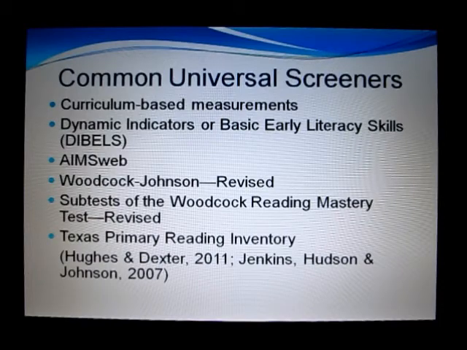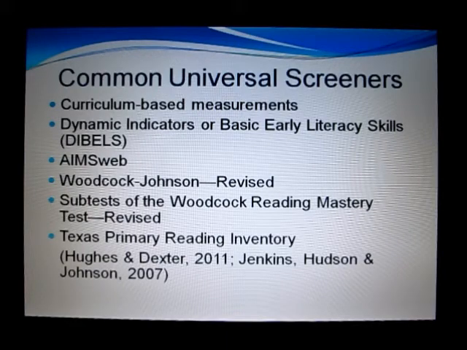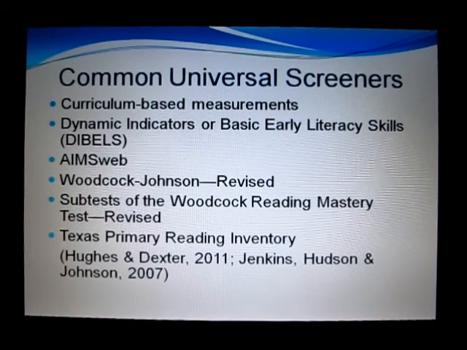There are 15,000 schools across the country who currently, or as of 2009, use the DIBELS data system, mainly because it's free. The measures are free. So that means that millions of students are using this. However, not all states who use it use the same subtests. There's also AIMSweb, the Woodcock-Johnson revised version. Some universal screeners are just subtests of the Woodcock Reading Mastery Test. Also, the Texas Primary Reading Inventory is commonly used.